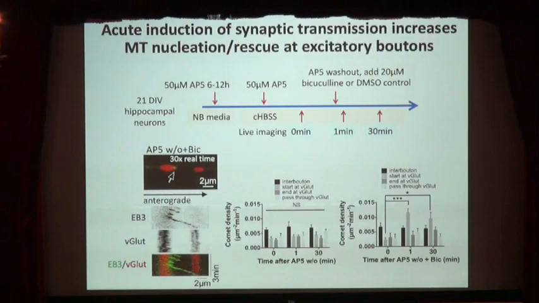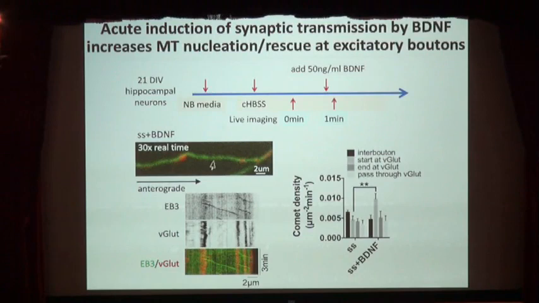So then to examine whether this is also true upon physiological synaptic activation, I added BDNF directly to untreated hippocampal neurons, and this also resulted in a significant increase in the comets starting at VGlut, with very similar kinetics to the ones stimulated after pharmacological synaptic activation. So altogether, these results are very exciting because they are the first to show that the induction of neurotransmitter release and synaptic activation is coupled to locally induced dynamic microtubules. And they also suggest that synaptic transmission may require de novo nucleation or rescue of dynamic microtubules at the sites of intense membrane remodeling and transport.